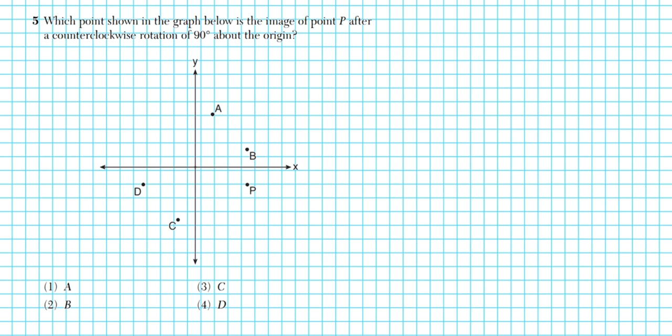It says, which point shown in the graph below is the image of point P after a counterclockwise rotation of 90 degrees? Now, when you rotate counterclockwise, you're going in the direction that's opposite of what the second hand on the clock goes, right? If you look at your watch face, you notice that it rotates like this. That's clockwise. Counter is going up and over, okay? So that's what counterclockwise rotation means. All right, so we are having a counterclockwise rotation here.